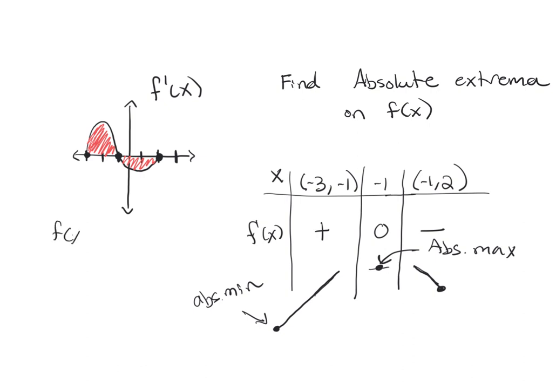So f of x has an absolute min, I'll do first, at this endpoint, x equals -3, and an absolute max at its critical point at x equals -1.